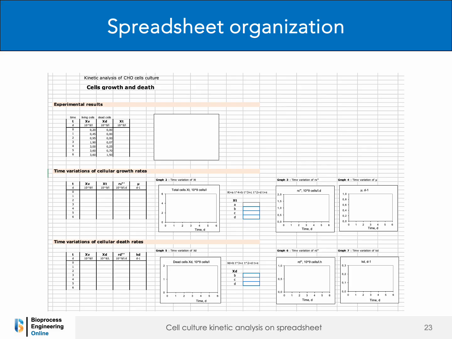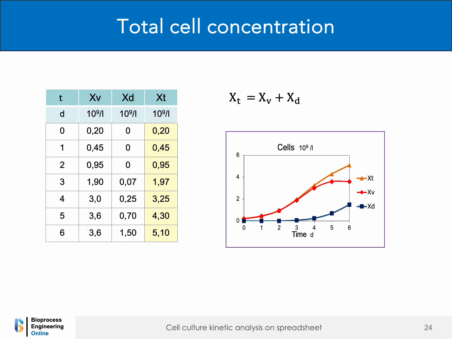The cell kinetic analysis is carried out on a spreadsheet that contains the following sections: the experimental results table with the measured viable and dead cells concentrations during the culture, the cellular growth rates calculation section, and the cellular death rates calculation section. In the experimental results section, you first calculate the total cell concentration Xt as the sum of the measured viable and dead cells concentrations. Graphically display the time variations of the viable, dead, and total cells concentrations.